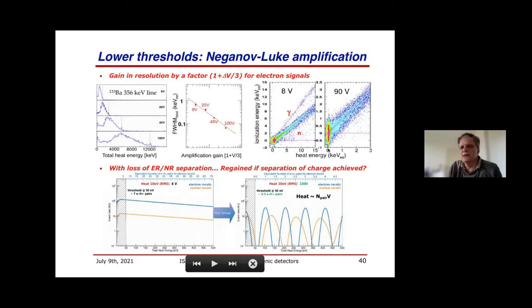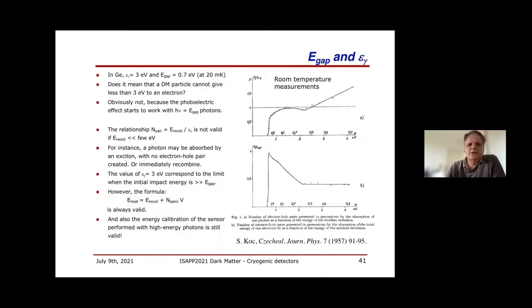Here, there's a zoom at 90 volts. You have 100 eV resolution, while you had a poor 1 keV resolution when you were at low bias. And then with the same detector, you can reach a threshold, in this case, of 0.2 keV with this trick. And now this is the discussion about how low can you go and what happens with this approximation.